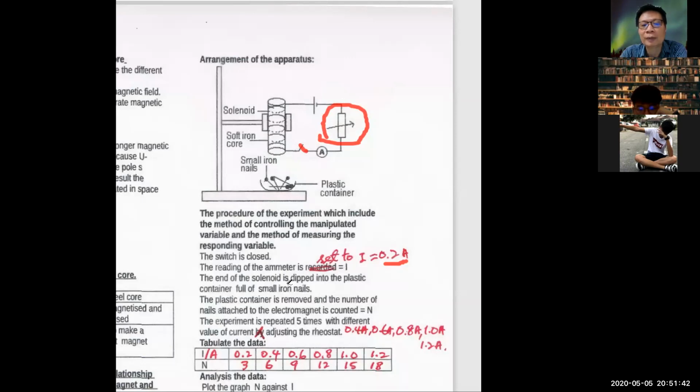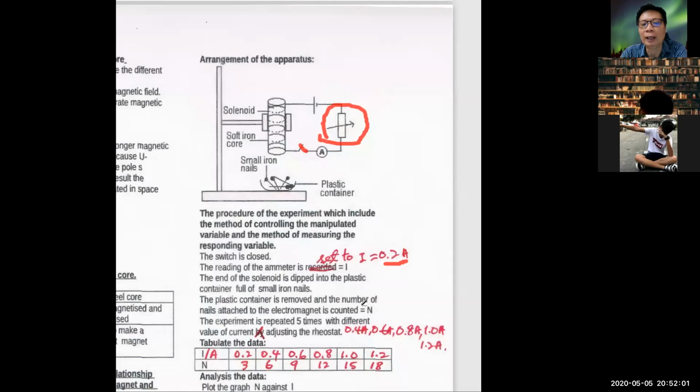Okay. All right, then next is the plastic container is removed and the number of nails attracted to the electromagnet is counted. And this one you must write counted. How many iron nails attracted to the electromagnet is counted.